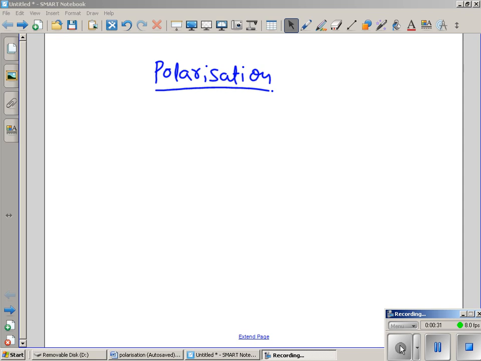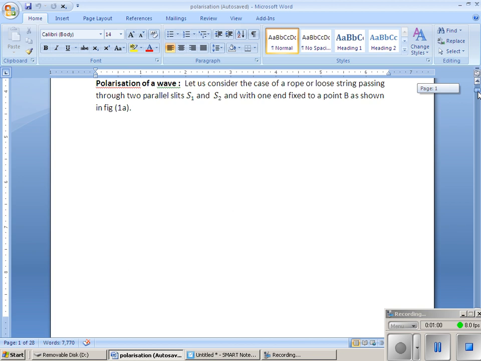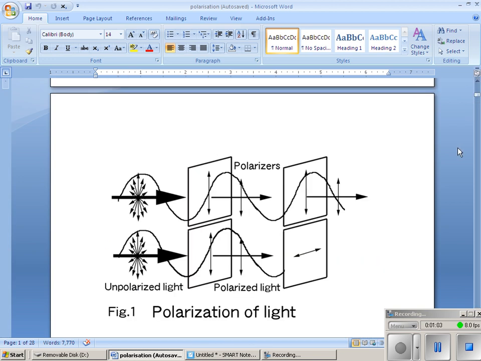Okay, so our first topic is what is polarization. Polarization is one of the properties of light, like interference and diffraction, which has various types of uses. Before going to polarization, we will see one experiment, how we can distinguish between polarized light and unpolarized light.